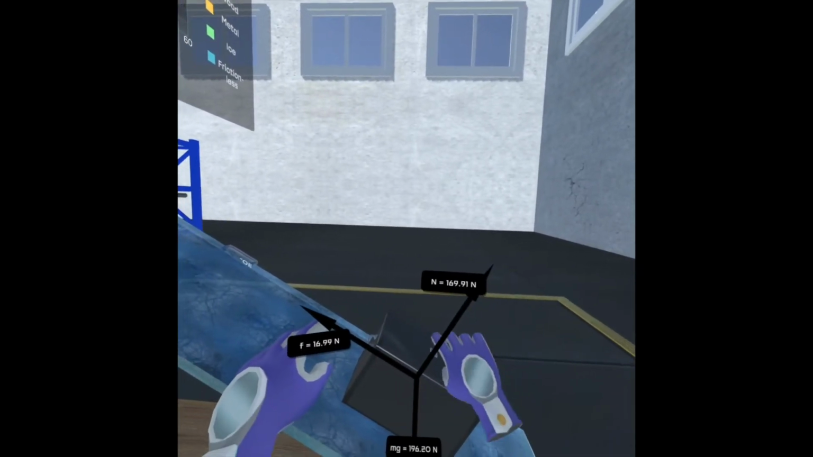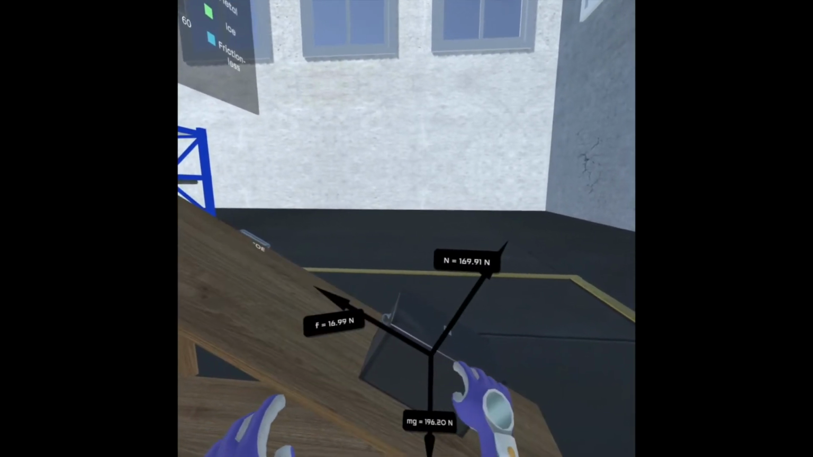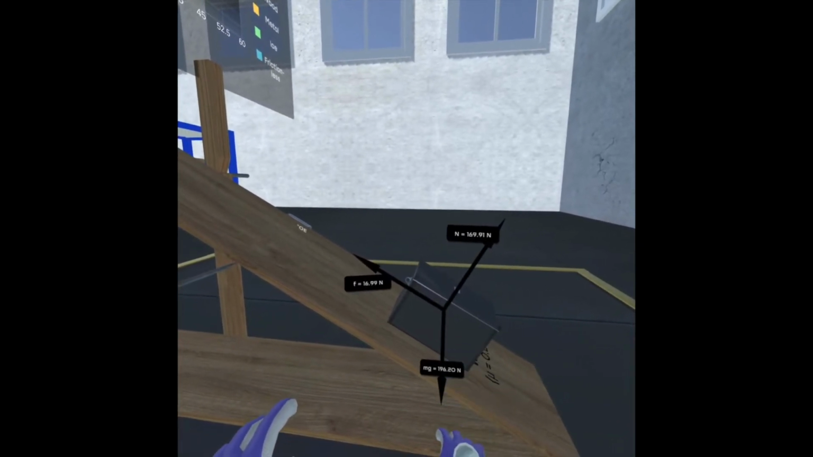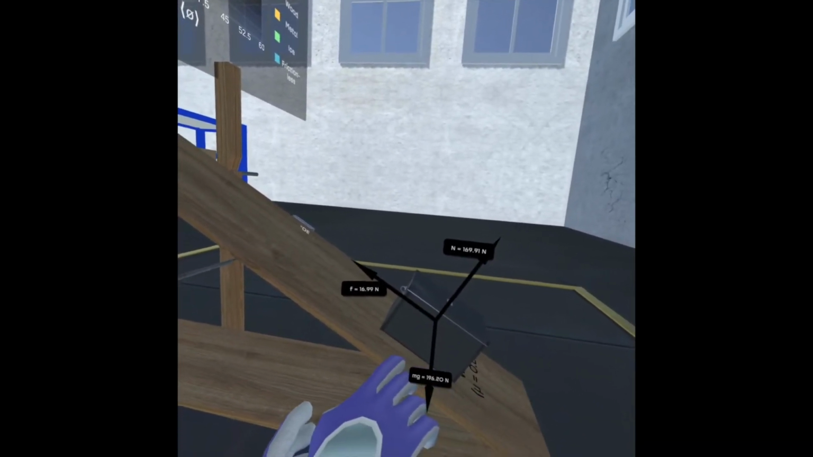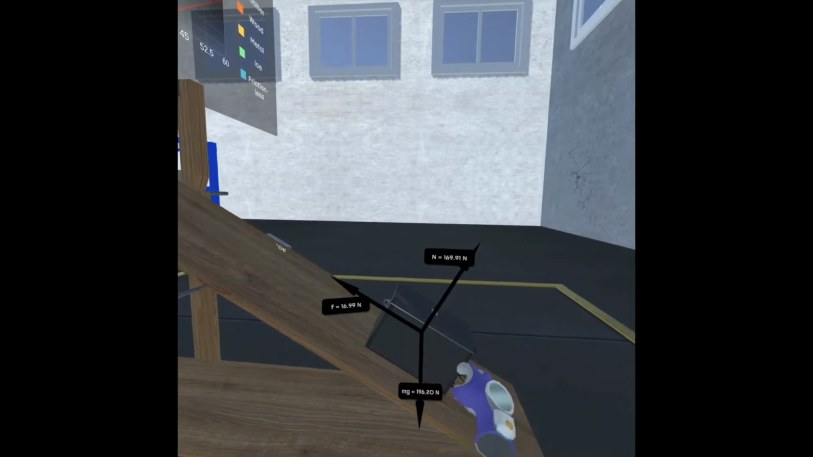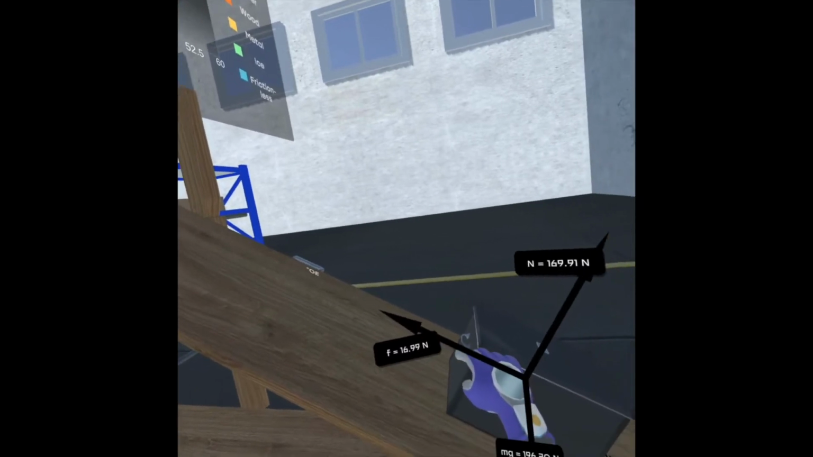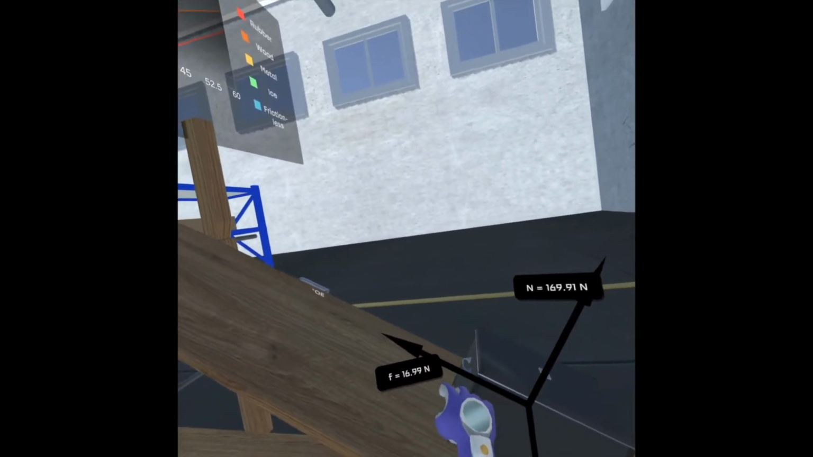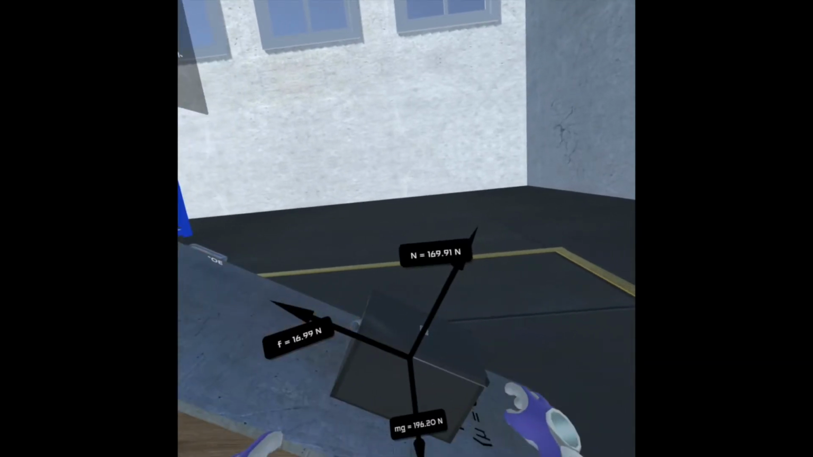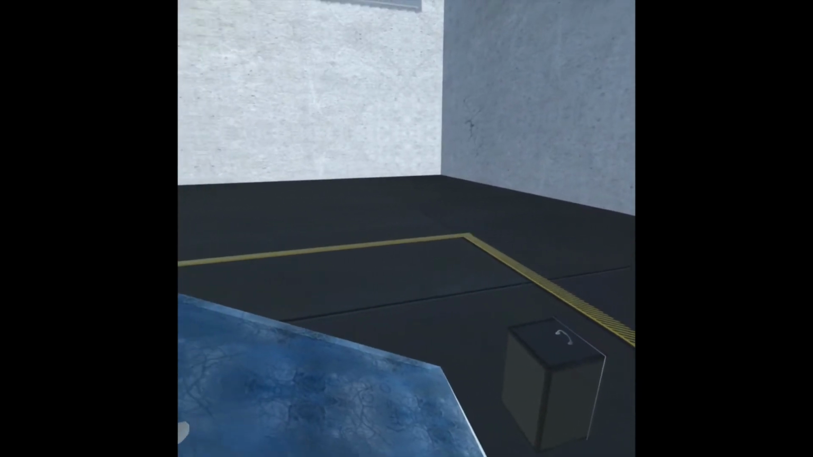We have the normal force, which is perpendicular to the plane. And then we have mg, which is the weight of the object. That's going to go straight down to the floor, right? mg is the mass of the object times the gravitational constant, which is 9.81 meters per second squared, in newtons. And then you have the frictional force, which is about 17 newtons in this case. If I click on it again, it slides off. The reason it slid off that quickly is because the coefficient of friction was very, very low.